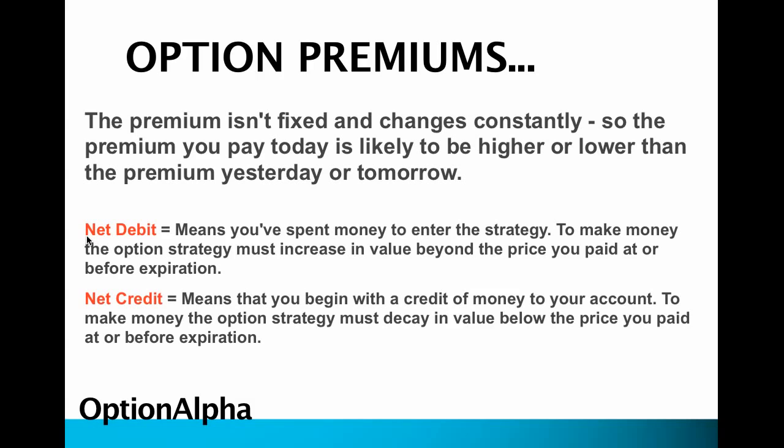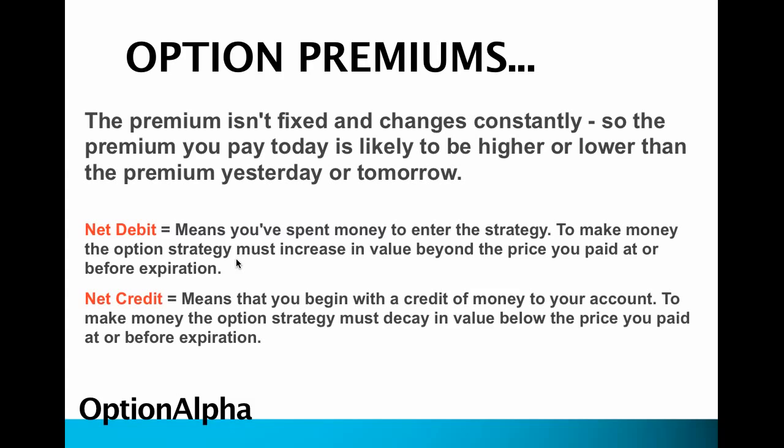When we talk about premiums, we want to focus on the net debit or net credit. Net debit means that you've spent money at the end of all of your transactions to enter the strategy. This could be a debit spread, a butterfly, a ratio spread, anything. Anything that you end up actually spending money on is a debit. To make money on these types of option strategies, there must be an increase in value beyond the price you paid before expiration.